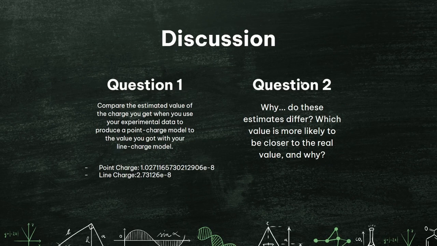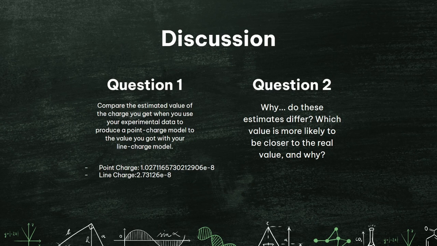And as for the discussion, comparing the charges we got, obviously we had 1.27 times 10 to the negative 8th for our point charge and 2.73 times 10 to the negative 8th for our line charge. And the reason why I think these estimates differ so much is because with the line charge, we're treating the entire tape as a series of point charges, and so therefore there are more calculations going across the whole tape. And when you sum those up, you're going to get a larger value than simplifying it as a point charge, where it's hard to represent the length that your line charge can capture, you know?